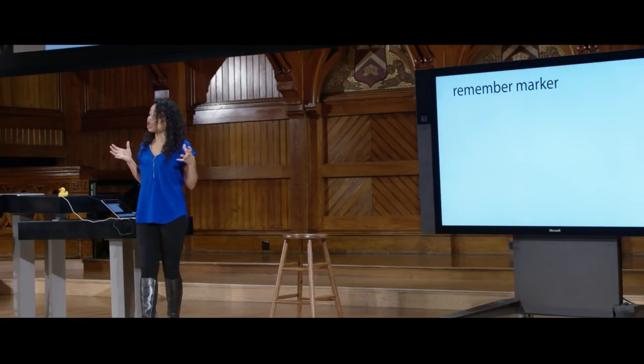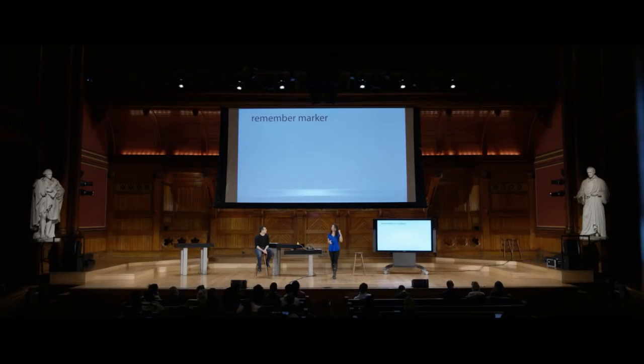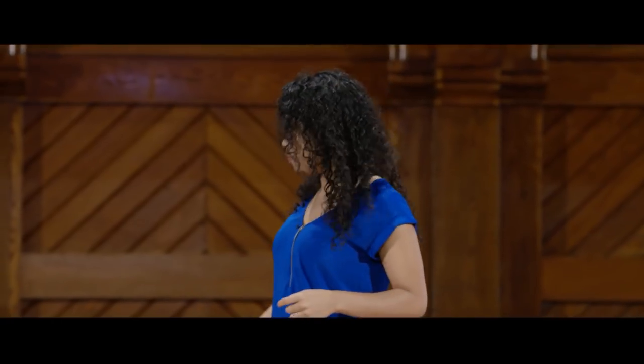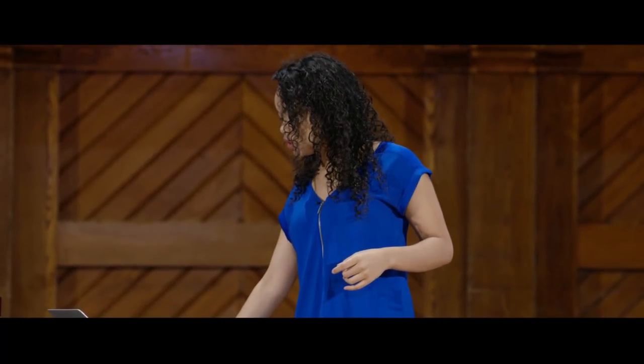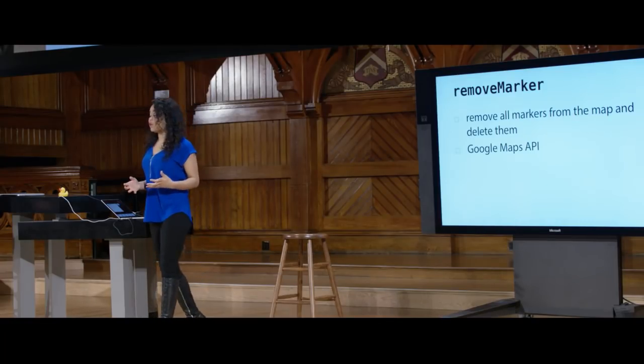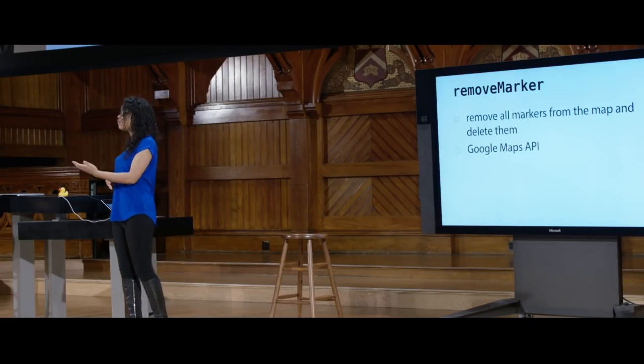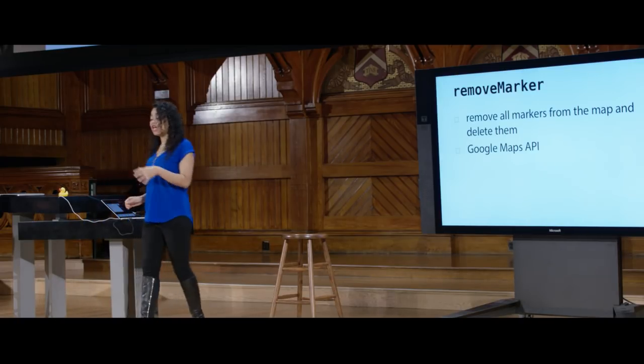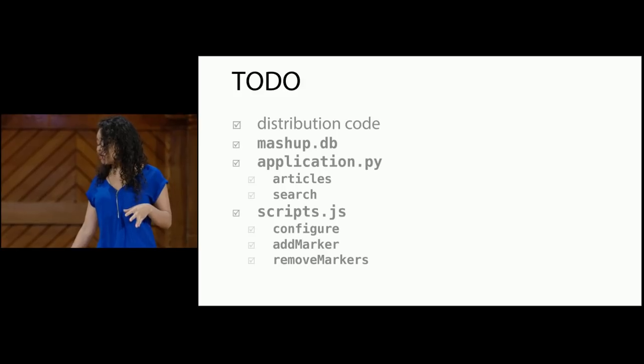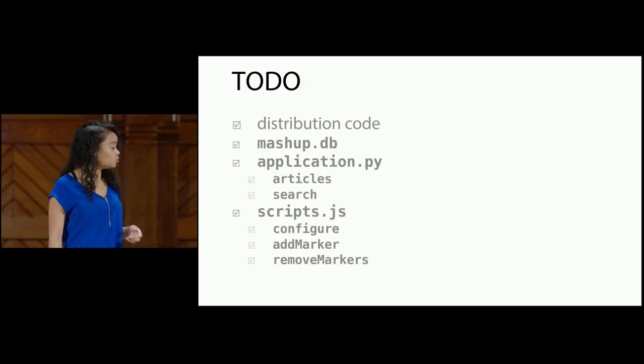And then finally, remembering the marker, I already talked about this. We have a global variable above called markers, and so we want to add to that array if we're representing it as an array, or perhaps you want to represent it as a different type of object. That's okay, as long as you're able to find a way of adding to a list and removing from that. So then finally, for removing the marker, we want to allow ourselves to remove all of the markers from the map and delete them. So again, going back into the Google Maps API to see functions that will allow us to do so.